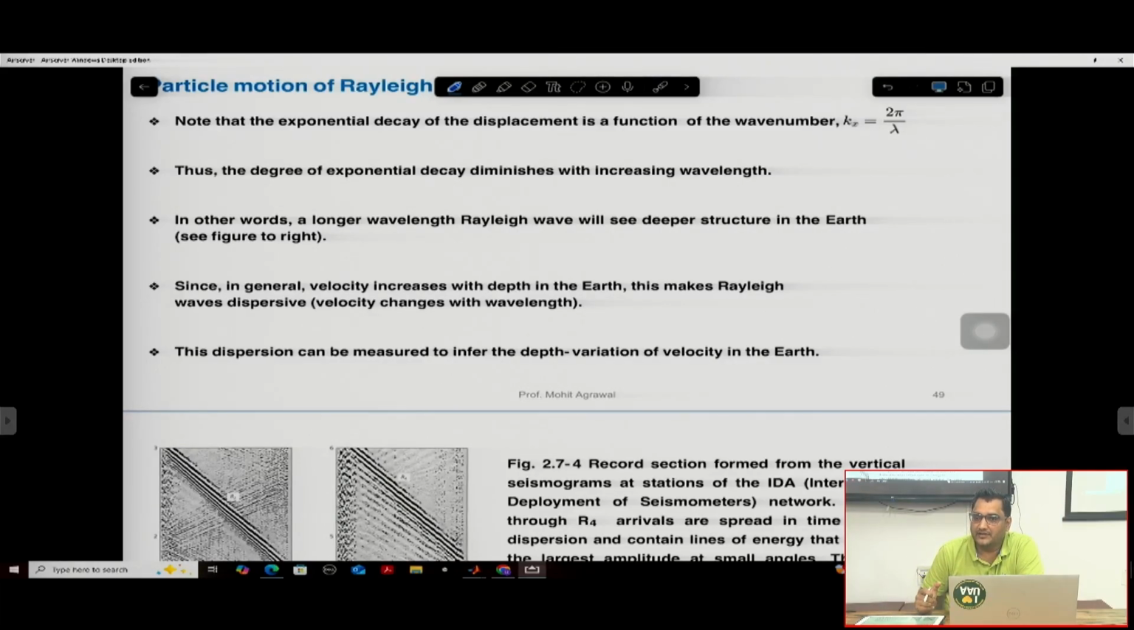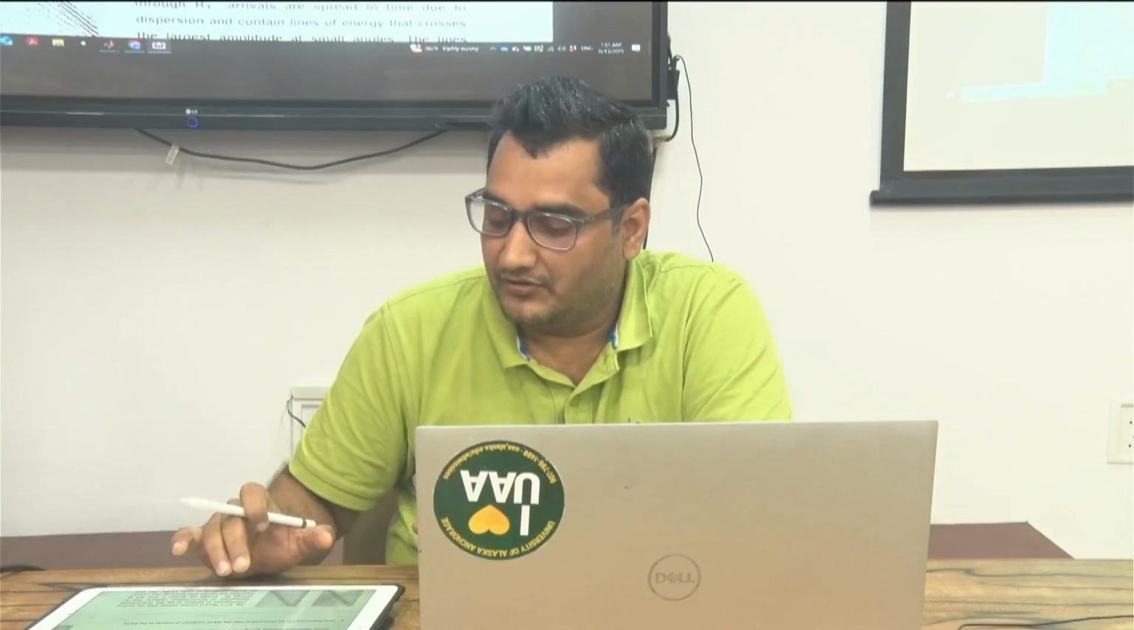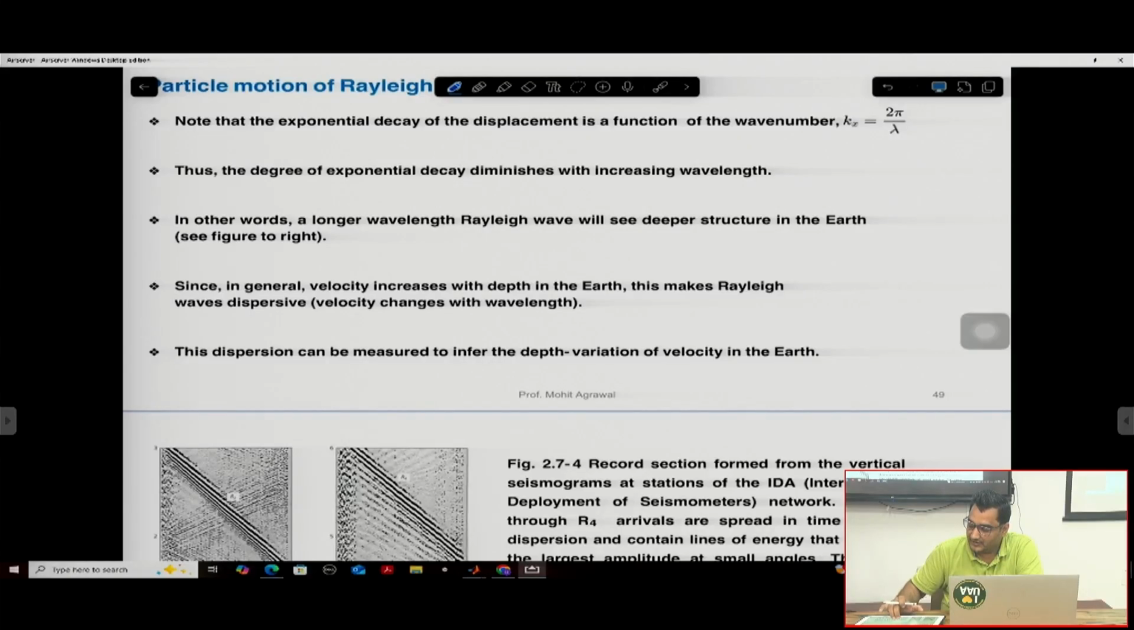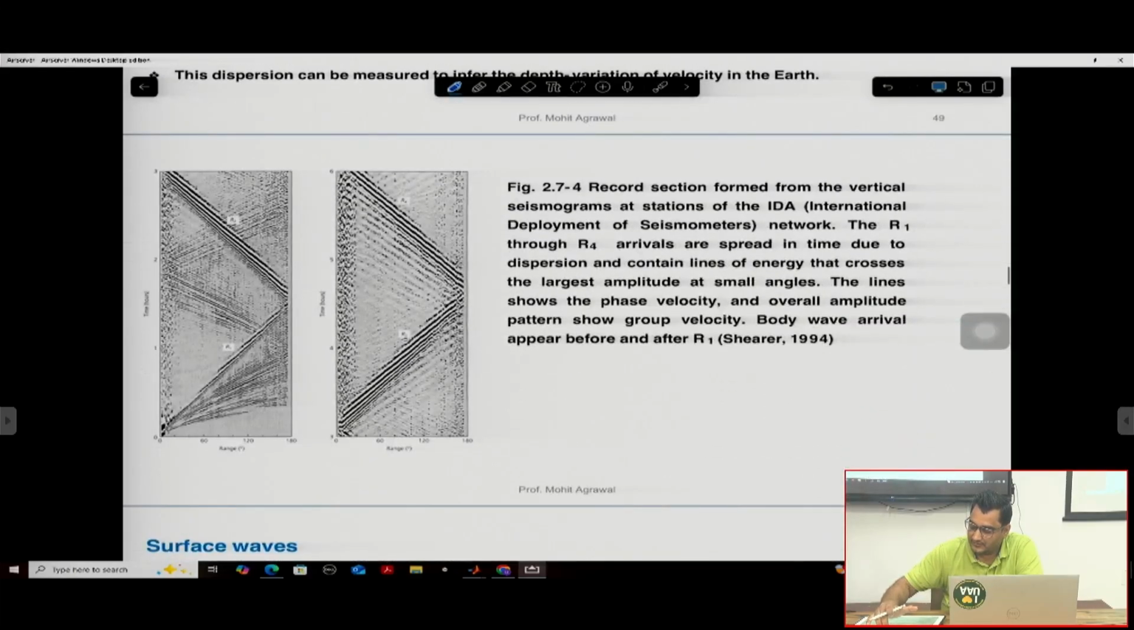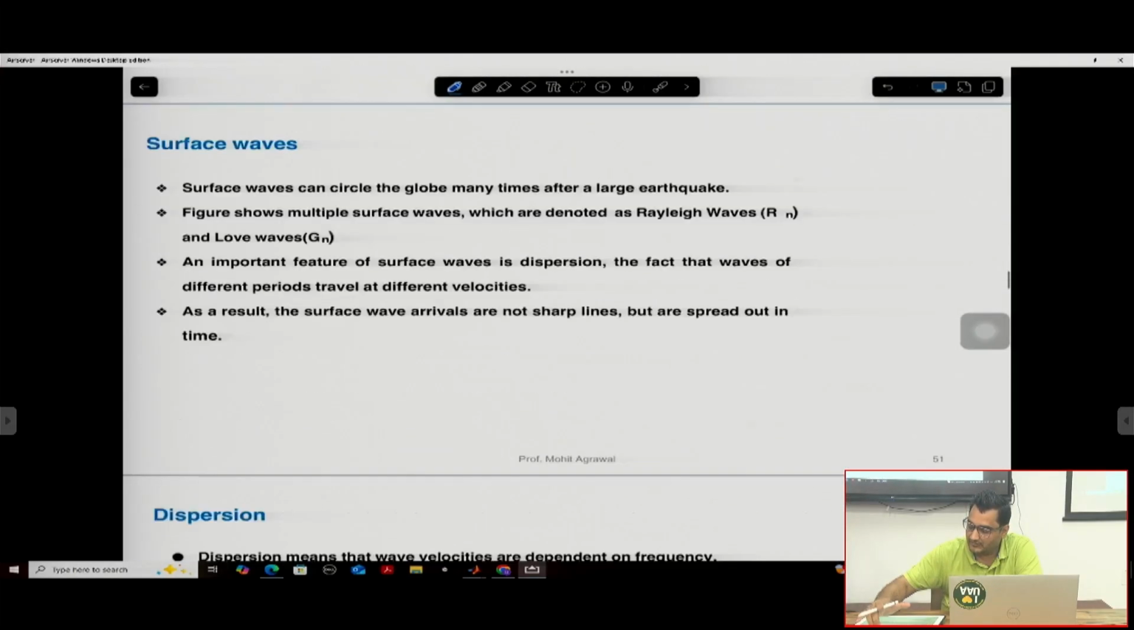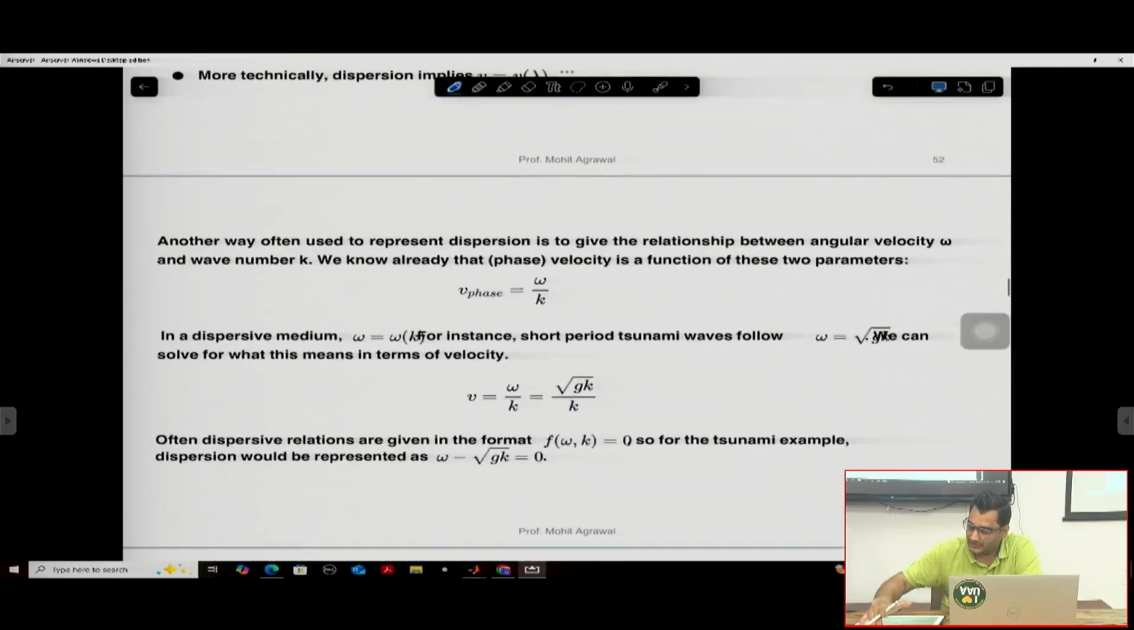Many of the studies conducted using Rayleigh wave and Love wave dispersion phenomena model the crustal part of the earth and also the uppermost mantle, using the Rayleigh wave and Love wave dispersion curves. Now this we have seen. Now let's move on.